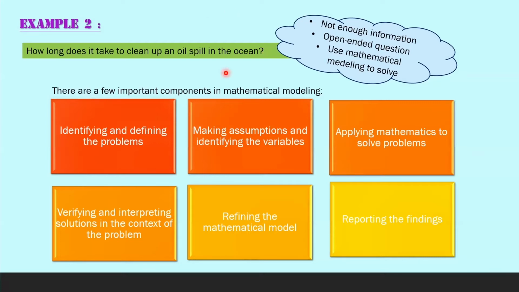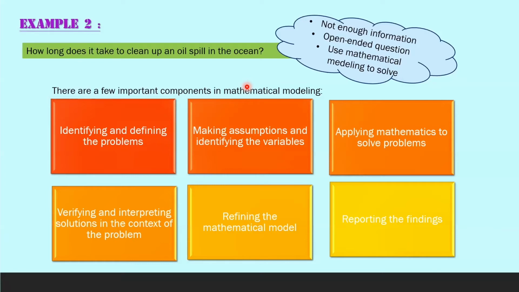There are a few important components in mathematical modeling. First, identifying and defining the problem means writing down the information that you see from the question and what you need to solve. Second is making assumptions and identifying the variables; an assumption is something that you accept as true without question or proof. Thirdly is applying mathematics to solve the problem. After that is verifying and interpreting the solution in the context of the problem.